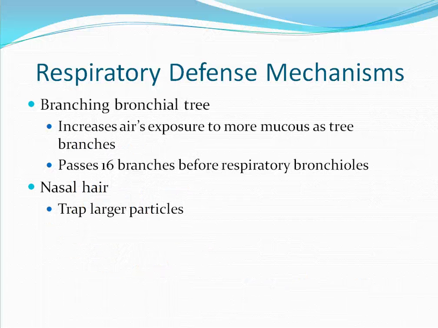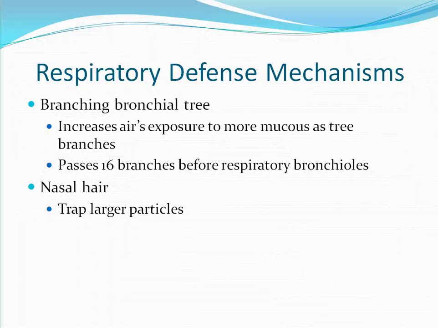The branching of the bronchial tree also acts as a defense. This helps to increase air's exposure to mucus as the tree branches. Air passes through about 16 branches before it finally hits the respiratory bronchioles.